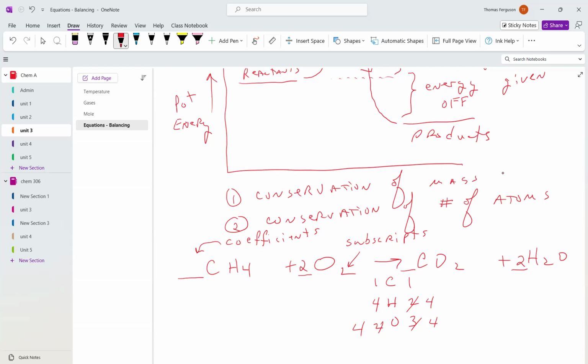That process is called guess and check. So you guess a coefficient and then you check it via an inventory. You always have to do an inventory because unless these numbers are equal, this equation is not balanced. It's not valid at all. Now, the first step in stoichiometry is to balance the equation because everything depends on that balanced equation. So if you don't balance the equation correctly, the whole problem is wrong.